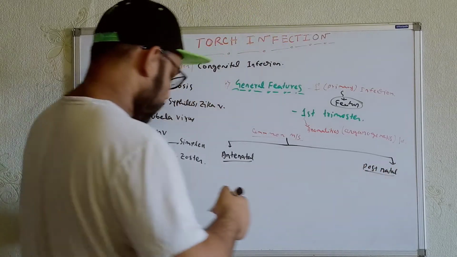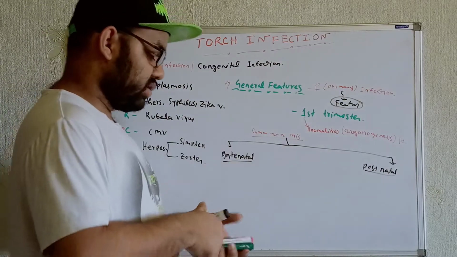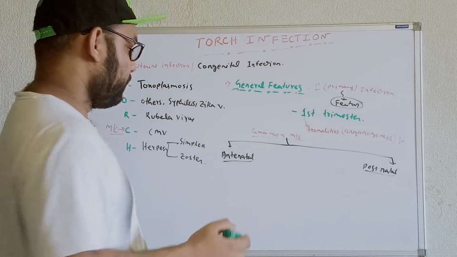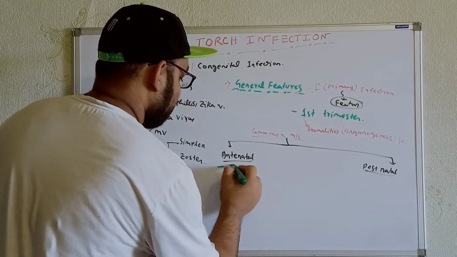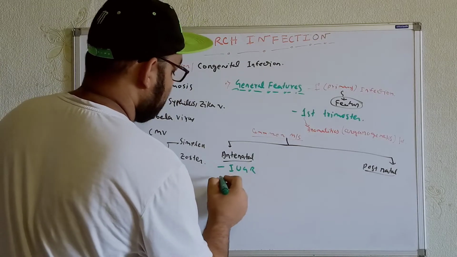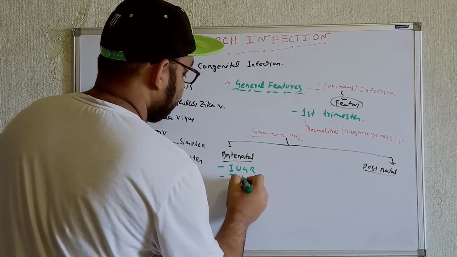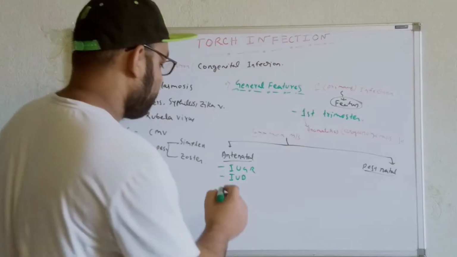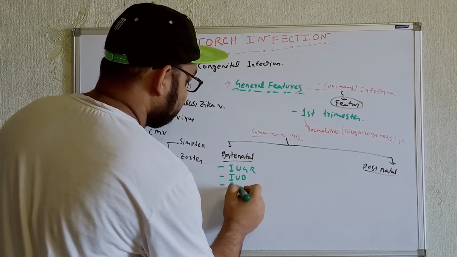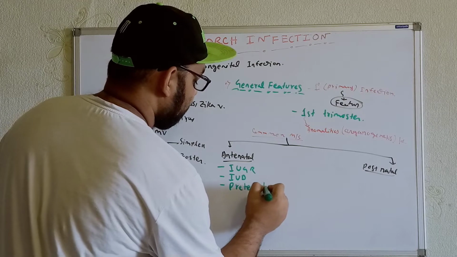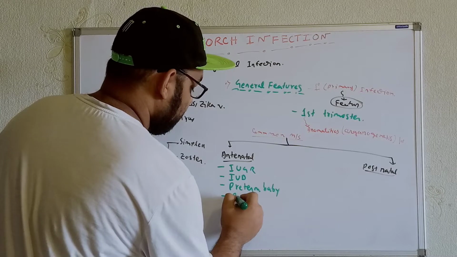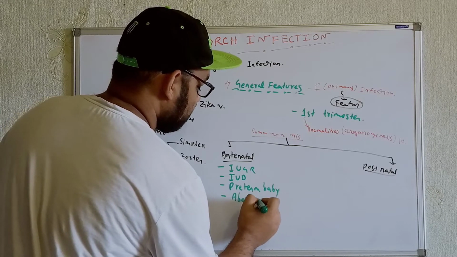So whatever the complications or the problems we can get, the manifestations we will get over here. We can get the intrauterine growth restriction that can inhibit the growth. I repeat, intrauterine growth restriction. We can also get intrauterine death. We can also get the preterm baby. The most important over here, for these things, you can see also the abortion.